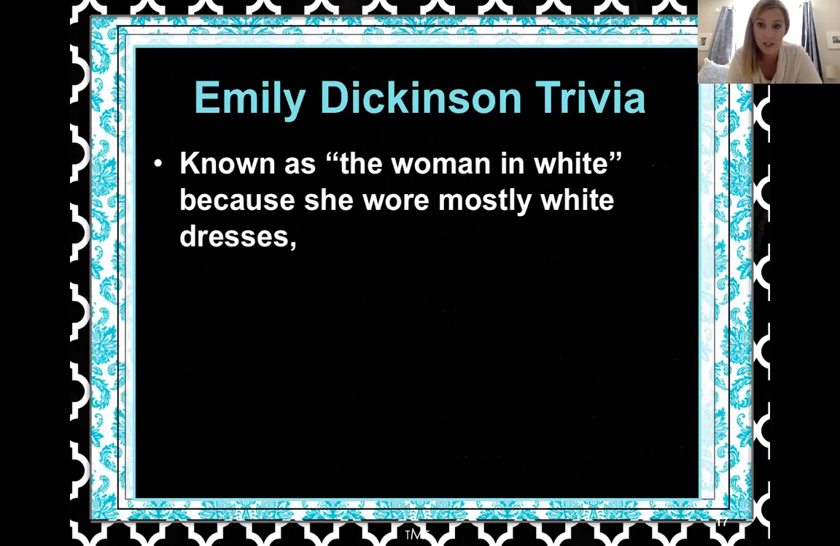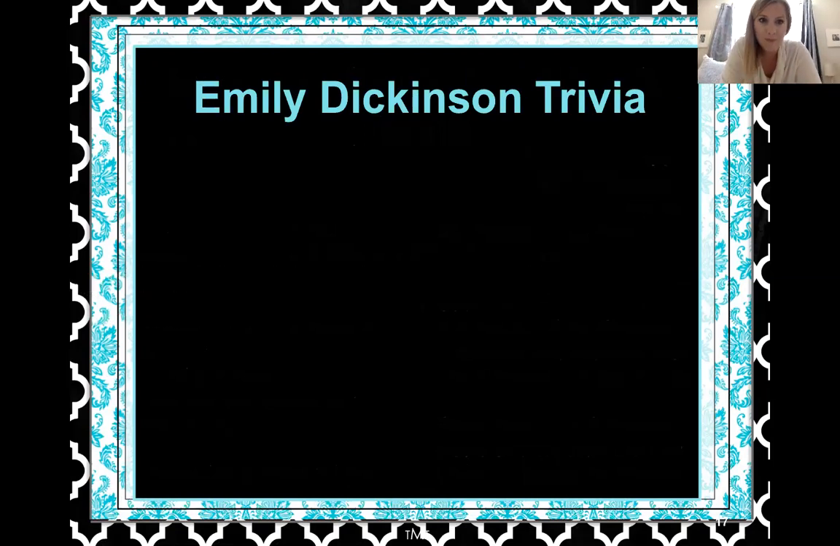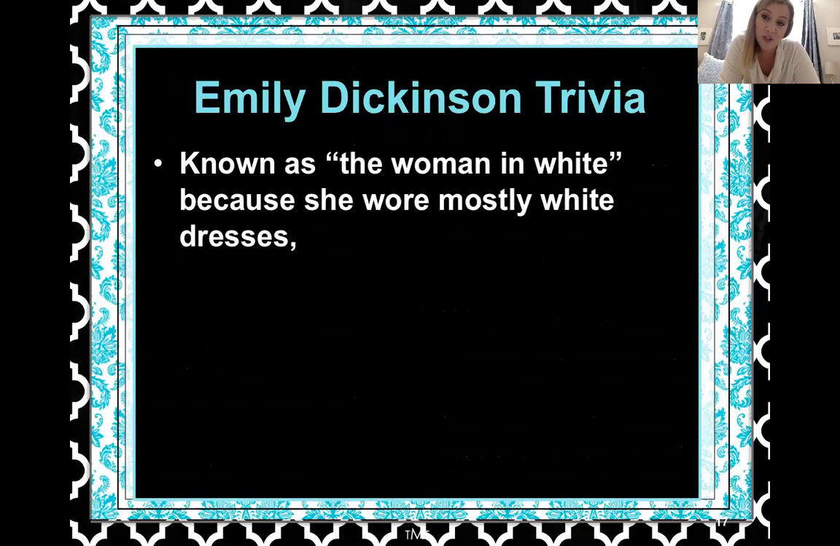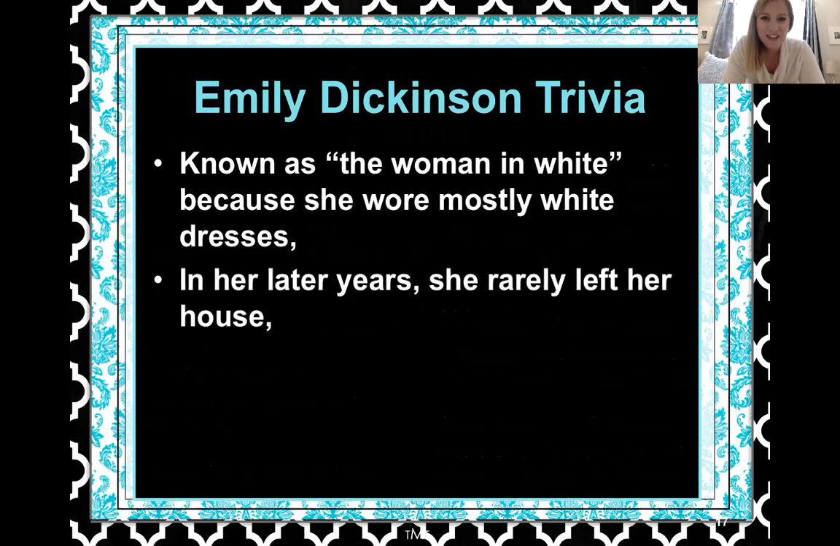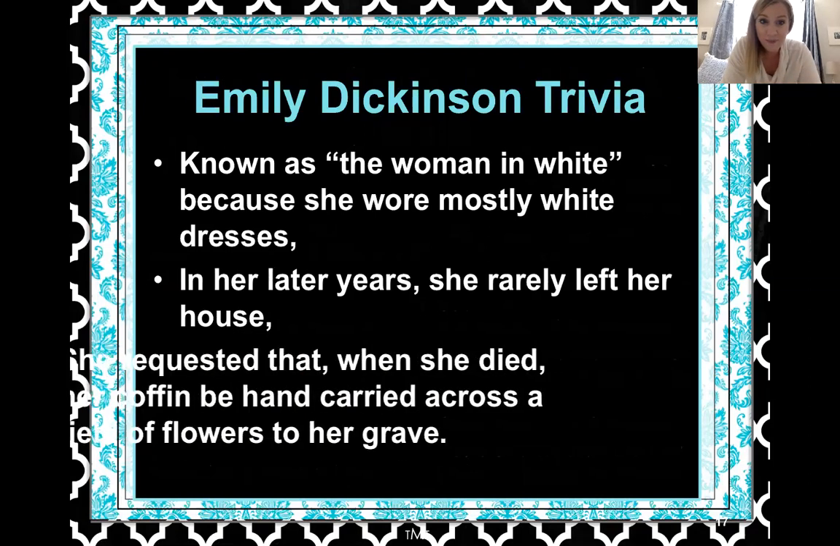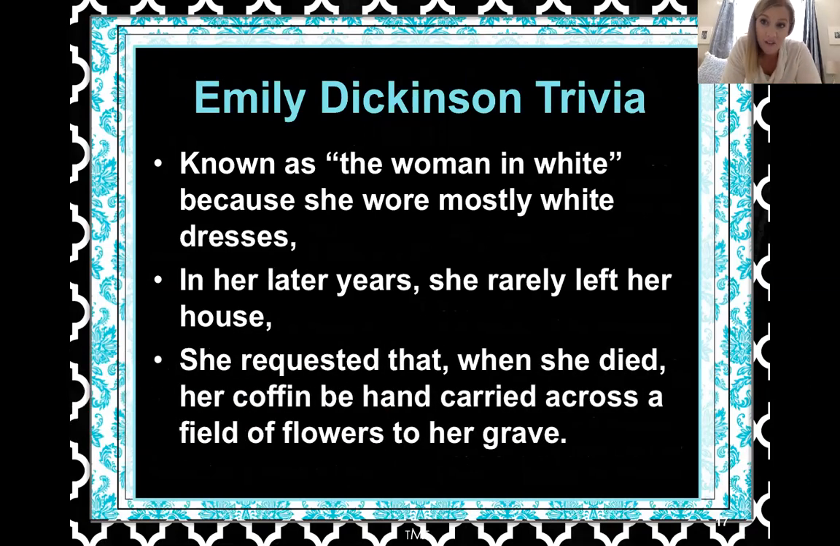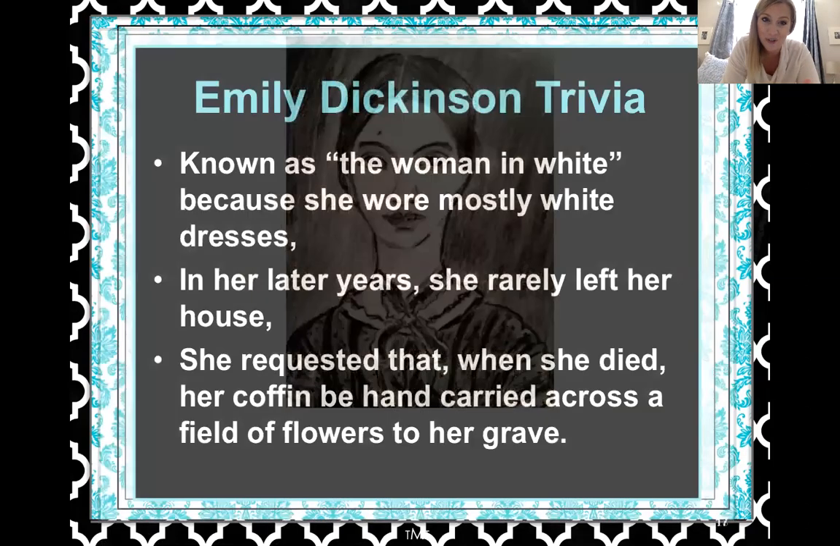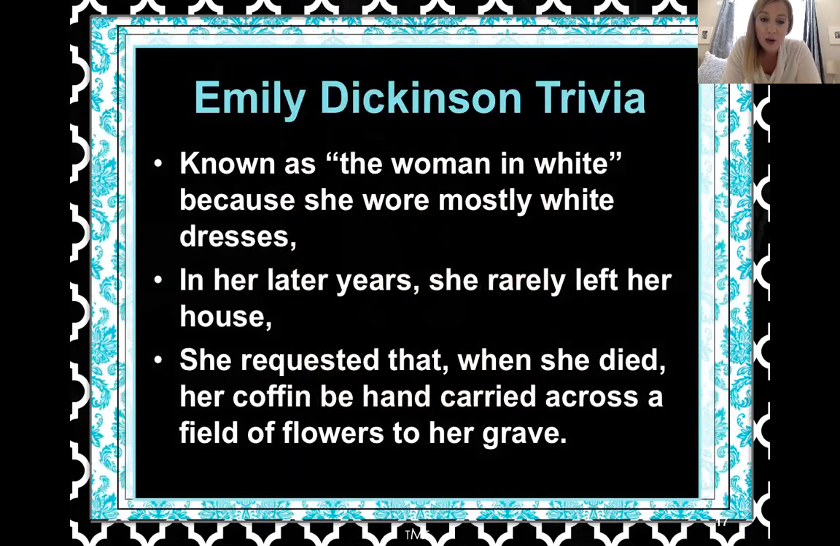Here's some Emily Dickinson trivia to kind of end the PowerPoint lesson. Emily Dickinson was known as the woman in white. That's why I'm wearing white. She mostly wore white dresses. In her later years, she rarely left the house like we are now, right? I told you that. And she requested that when she died, her coffin be hand carried across a field of flowers to her grave. So Dickinson was kind of obsessed with this idea of death.